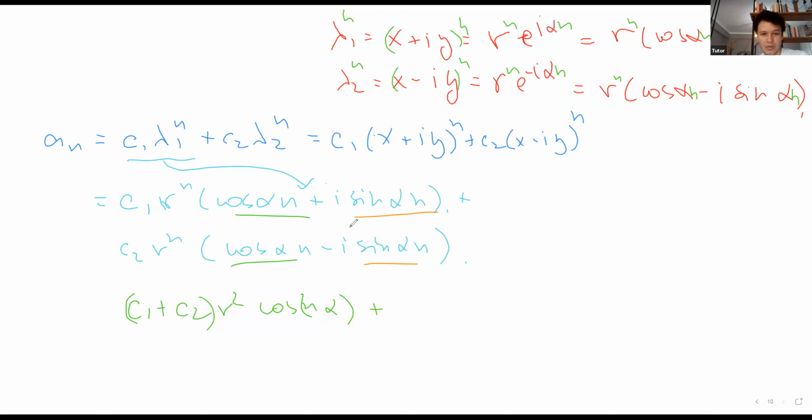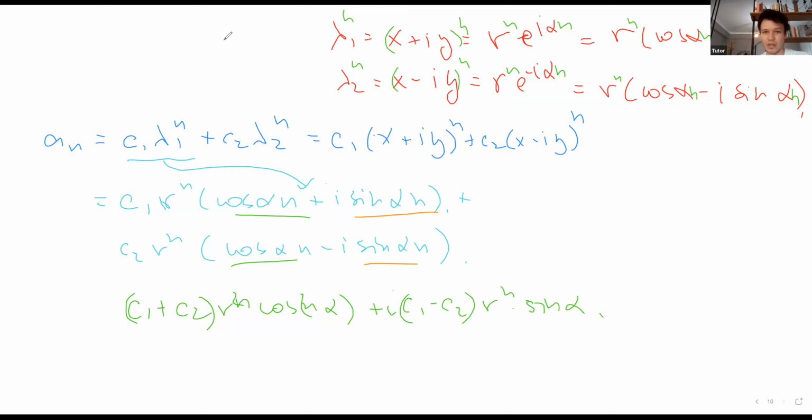When I sum these two up, what do I get? Sine alpha comes in the front, so it's going to be C1 minus C2, right? So it's going to be C1 minus C2, r to the n, and then multiplied by an i, and then sine alpha, right? But now here is the thing, guys.